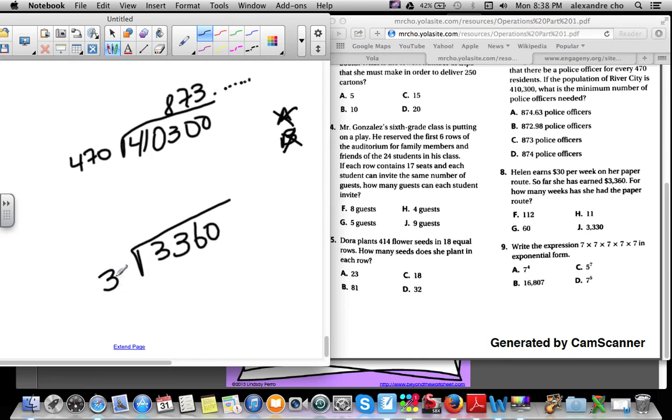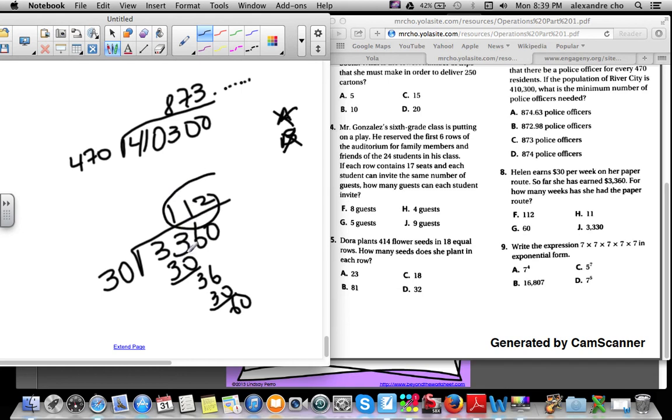And this is how much she earns per week. So how many weeks did it take for her to earn all that? Well, let's see. 1, 30, 3, bring the 6 down. That's again a 1, 30. Bring the 6 down, and that's going to be 112 weeks.